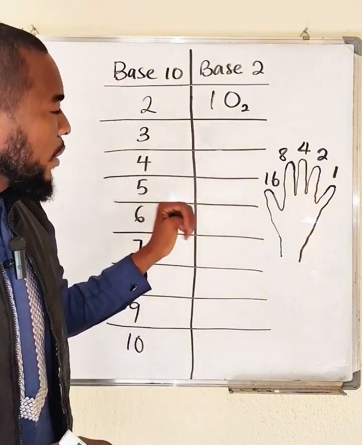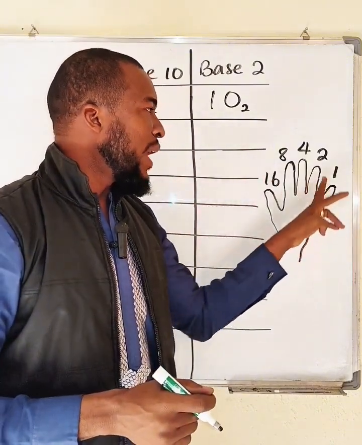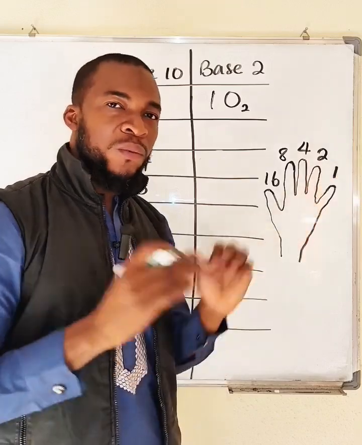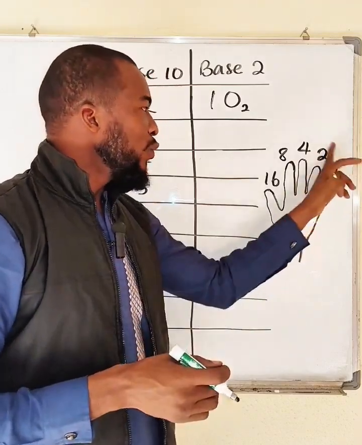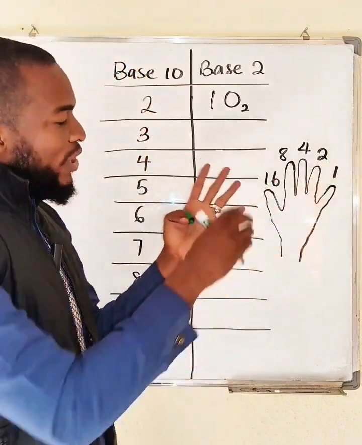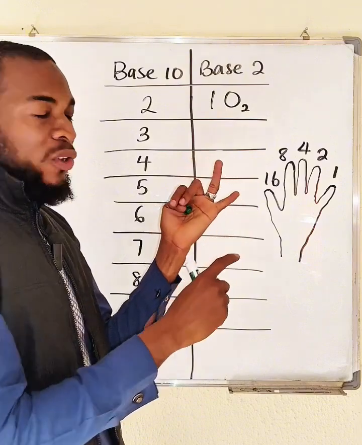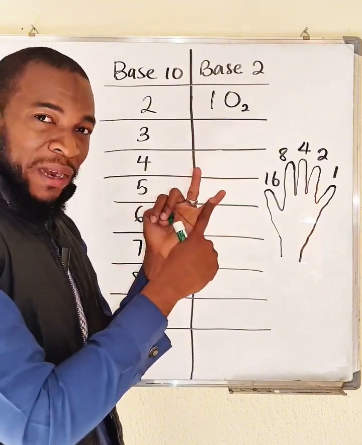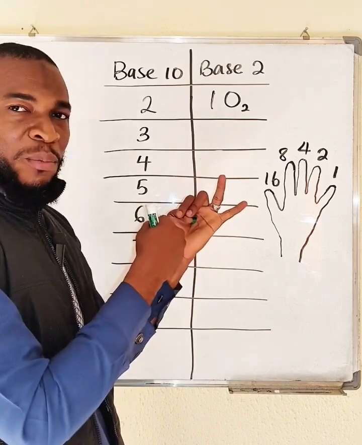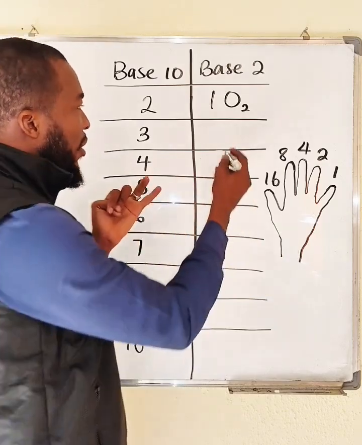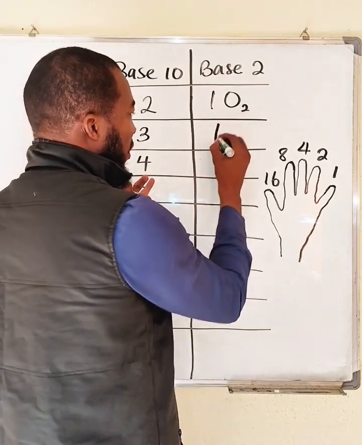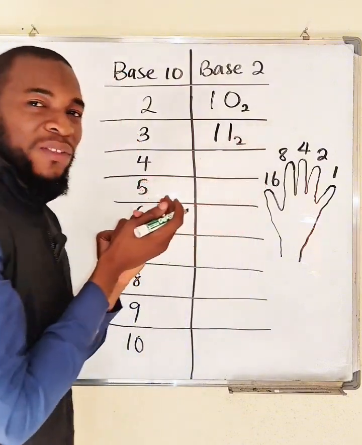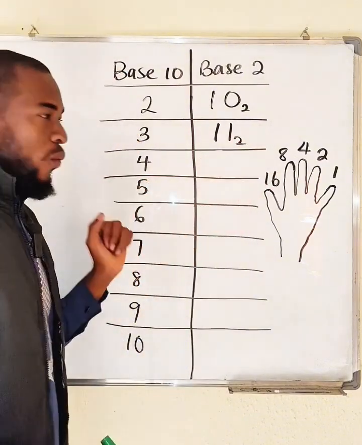What about 3? We don't have 3. But I know by adding 2 and 1, we shall obtain 3. So 2 plus 1 is 3. So we are going to assume this is our 3. Fold the rest. We have 0, 0, 0, 1, 1, right? But these zeros are not important before the number. So we are only going to consider 1, 1. 11 in base 2.